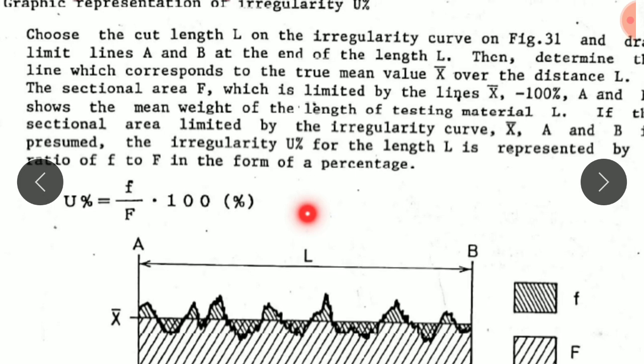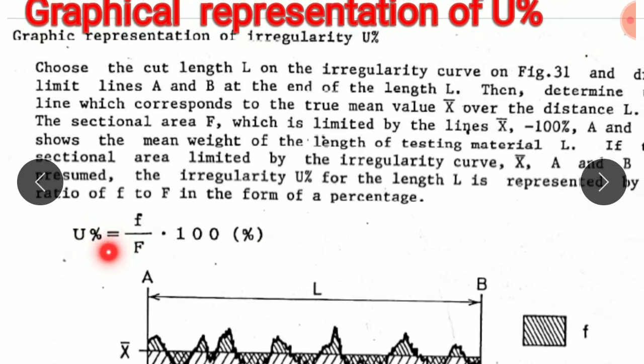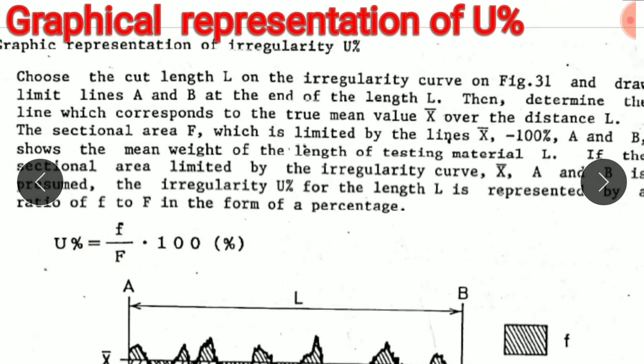Therefore, graphically we can say that U percent is the ratio of total deviations represented by small f divided by the complete total mass of the materials. So this is the graphical representation for PMD, percentage mass deviations.